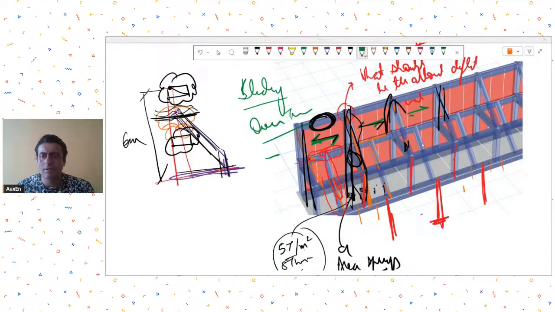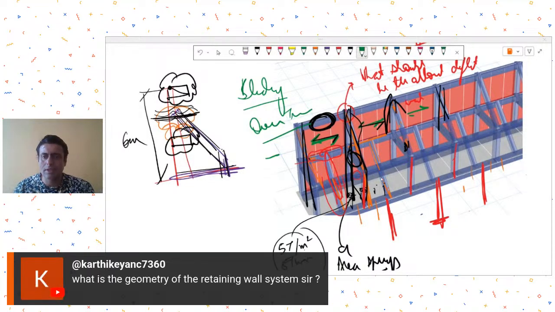Then who was asking this? Mr. Karthikeyan is asking, what is the geometry of the retaining wall system? I don't know if there's some name to this geometry. I'm not sure. Then any related query? No. Okay, so then we move on to the next question.